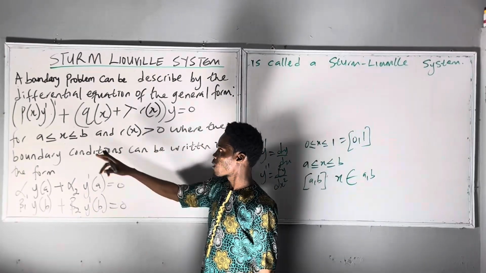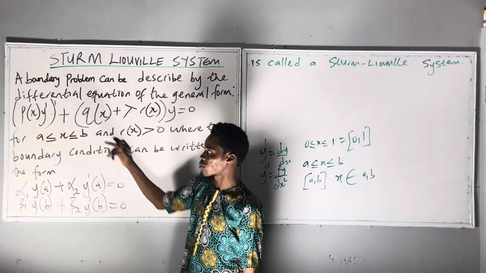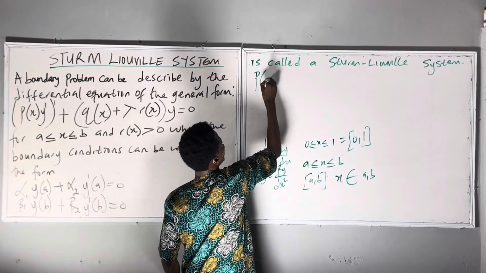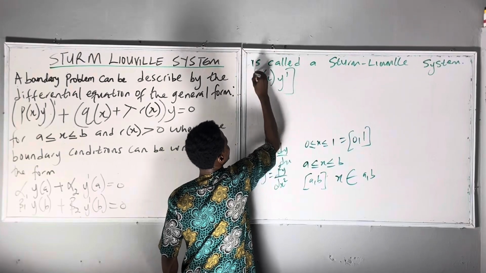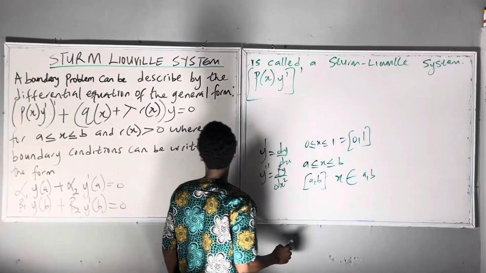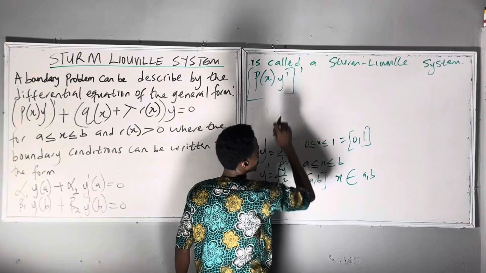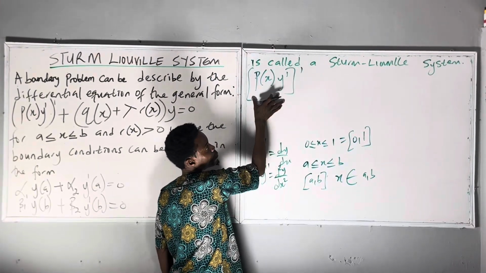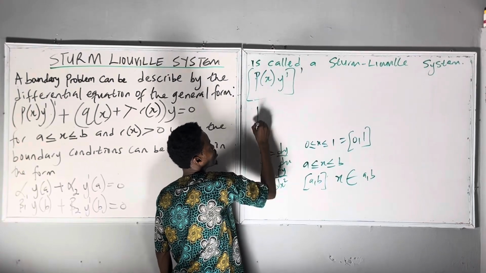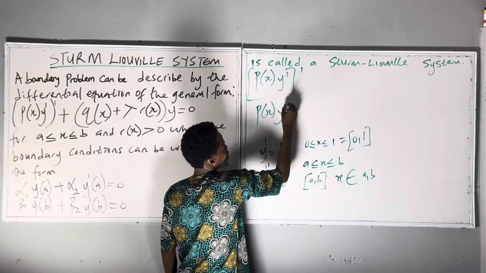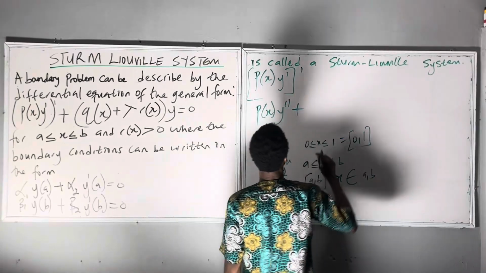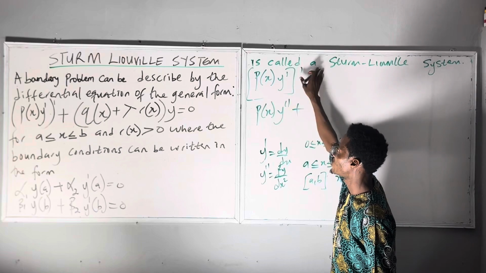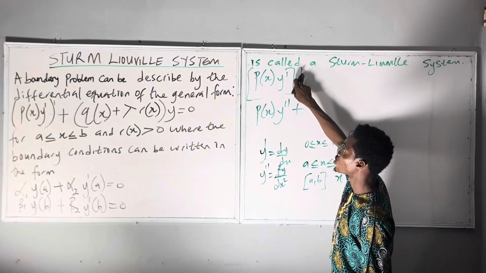Another thing is that if I have (p(x) y')', I can open this bracket. This is a product, so I take this one and multiply by this. I'm going to have p(x) y'' plus, using the product rule, I want to differentiate them. The prime here is what?